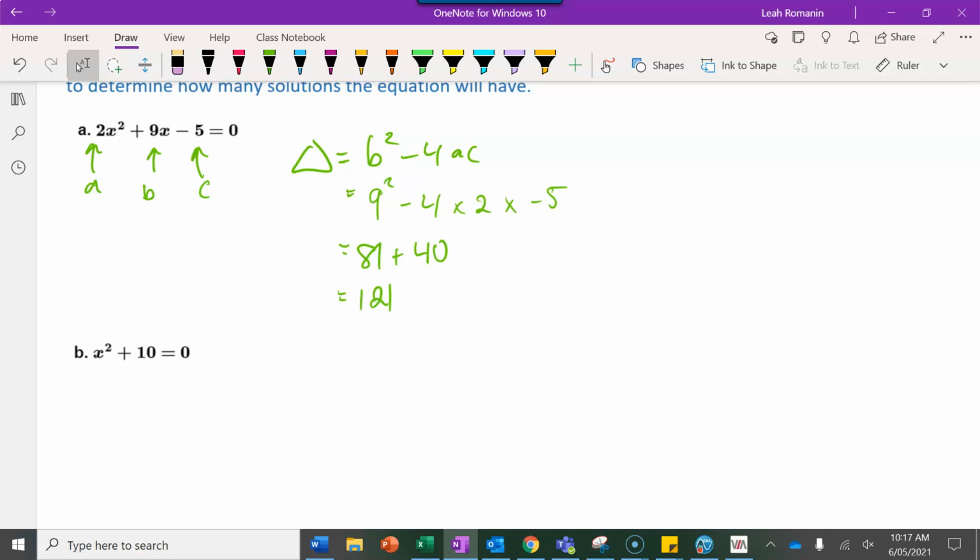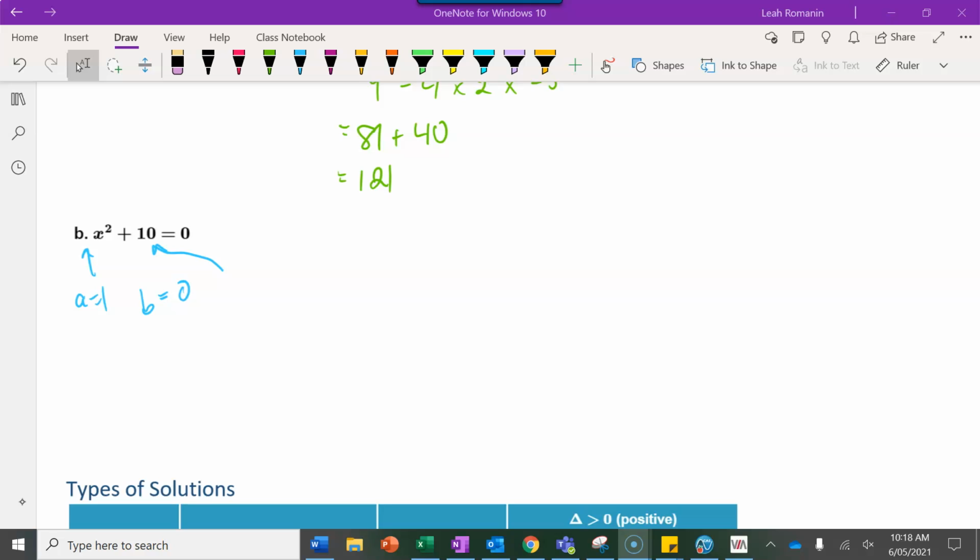So looking at our next example as well, my A is equal to 1. Can anyone suggest what my B is equal to? 0, good, because it's not there. If it's not there, it's going to be equal to 0. I don't have an x in there. I only have an x squared and a number. So my bx term is not there, which means b is 0. And then my c term is equal to 10.